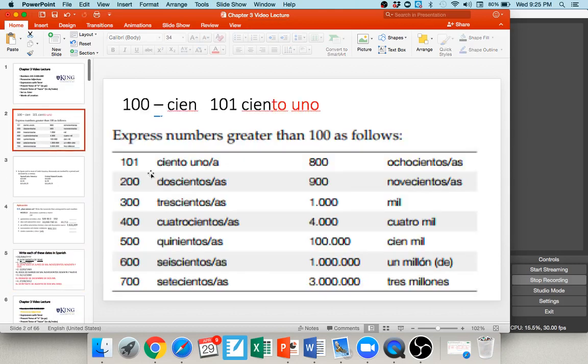Remember, if you can just memorize your base numbers, 200, 300, 400, 500, 600, 700, 800, 900, and 1000, you can unlock all of the others, okay? So just try to memorize these basics, and you can form other numbers.